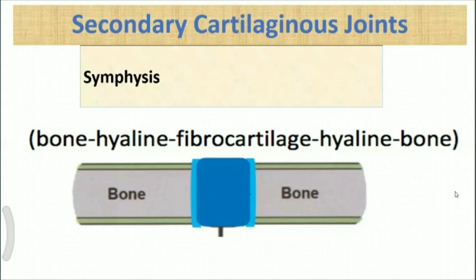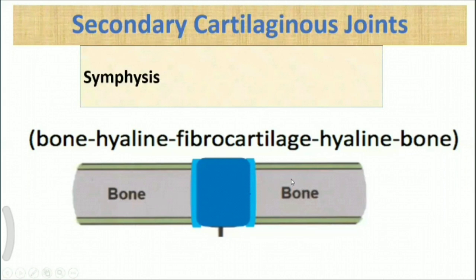So what will be the characteristics? Please concentrate on the monitor. So it is one bone and this is another bone. As the common characteristic of cartilaginous joints, these bones will be bound by cartilage, either hyaline cartilage, fibrocartilage, or both. It is the common characteristic of all cartilaginous joints. But we are discussing here secondary cartilaginous joint. So what are the features of secondary cartilaginous joint? Remember always.